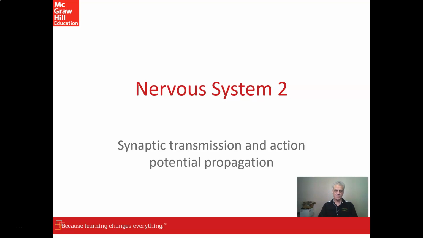This is going to specifically focus on synaptic transmission and action potential propagation. That is the propagation of an action potential. We're going to talk about what that is, from the cell body to the end of the axon, which is known as the axon terminal or terminal bouton, B-O-U-T-O-N. You'll see that name sometimes. Just the end of the axon.